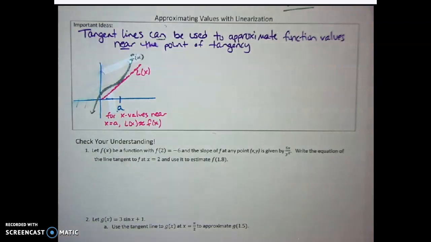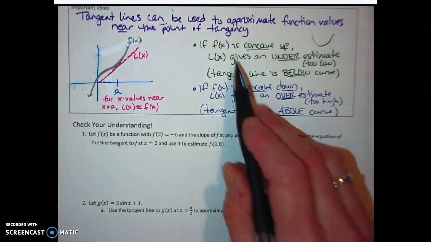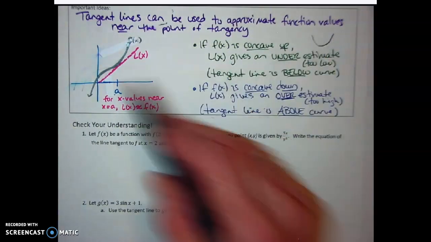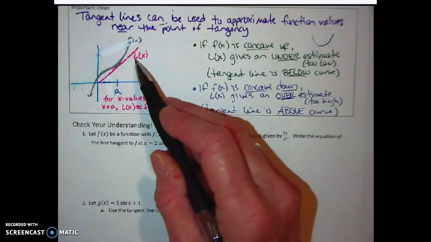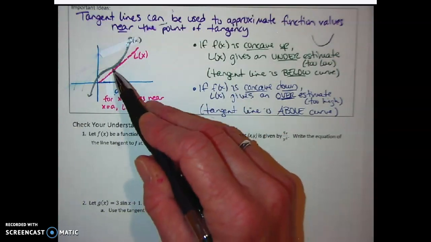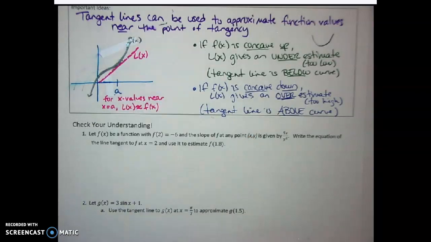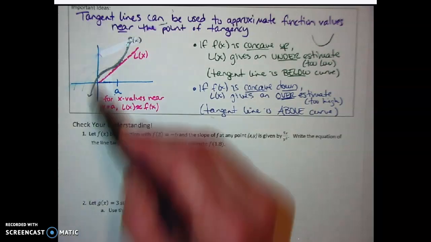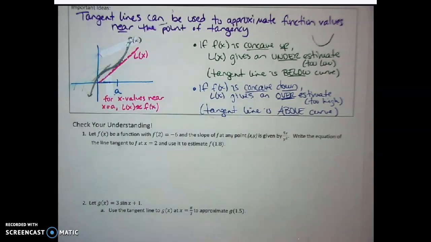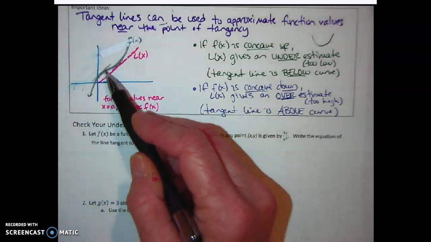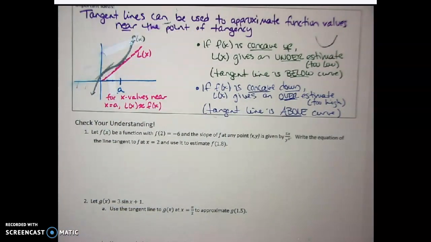Graphically, this is what we're saying. For any x values near x equals a, the tangent line L of x is approximating the function value f of x. Realize also that if the graph is concave up, then the tangent line is going to give an underestimate because it's going to be too low. If I pick a value over here or here, this value is going to be lower than the value on the graph. If it's concave down, if we were to look at this side of the graph, then any value L of x is going to be an overestimate. It's above the curve, so it's going to be an overestimate of what that actual function value is.